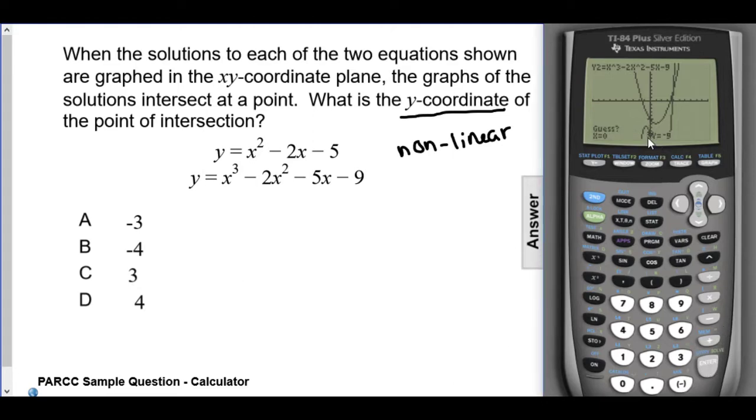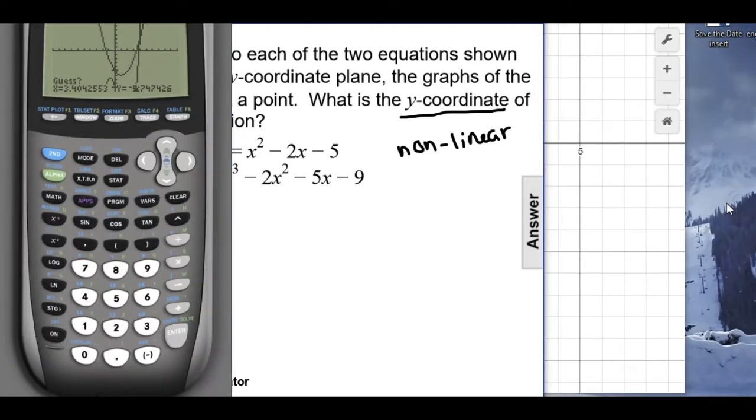And then it says guess, so we need the cursor to be where we think the two lines are intersecting, which is not over here. So we're going to use our left and right arrows. I'm going to use my right arrow to move my cursor over.